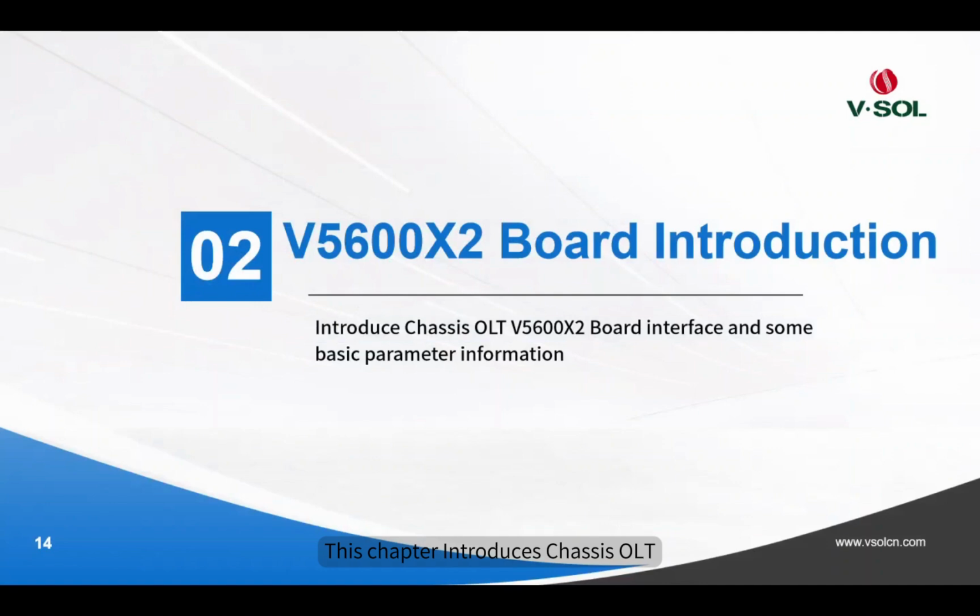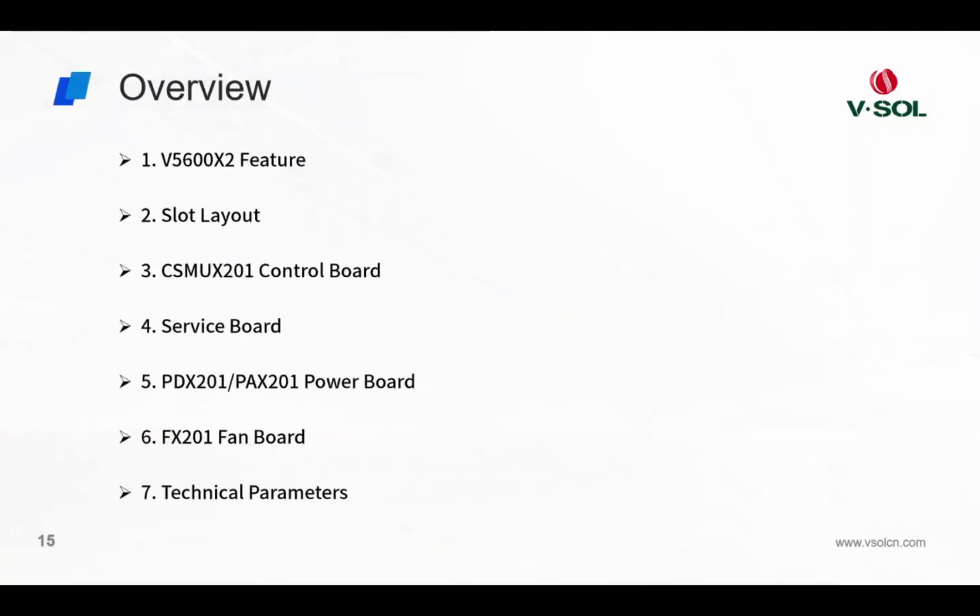This chapter introduces chassis OLT V5600X2 board interface and some basic parameter information. This is the table of contents information for this chapter.